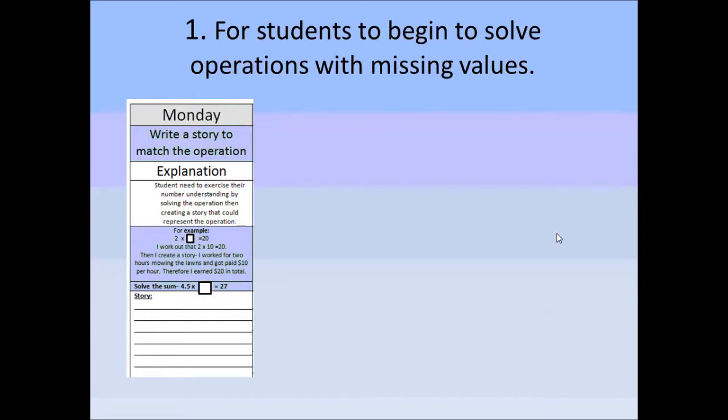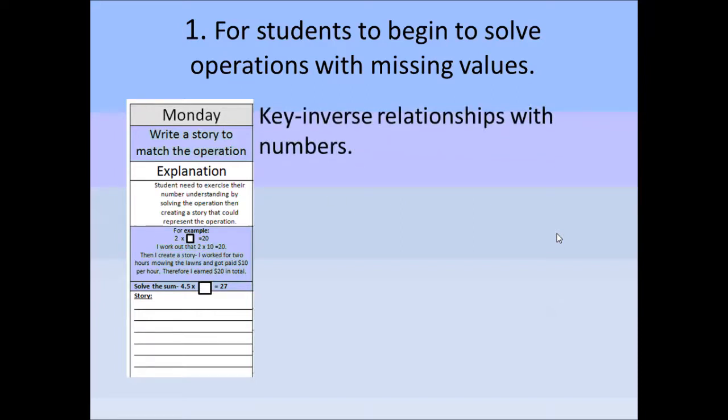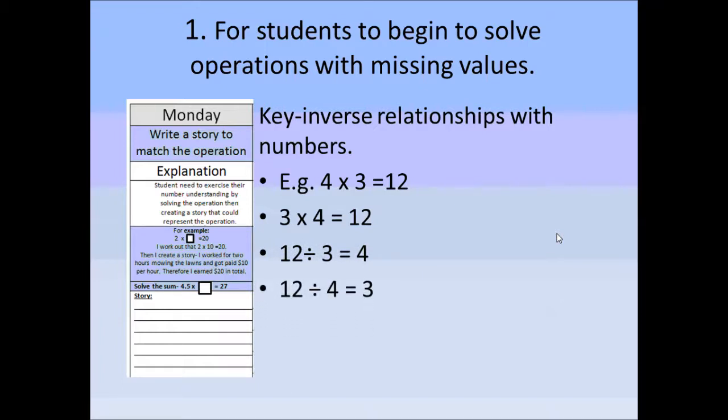We're going to focus first on goal number 1, students beginning to solve operations with missing values, which is always very tricky. Key to this understanding is the inverse relationship with numbers. Let me show you what I mean. For example, 4 multiplied by 3 equals 12. 3 multiplied by 4 equals 12 as well. And then I can flip it around and I can say 12 divided by 3 equals 4. And I can also say 12 divided by 4 equals 3. This is the inverse relationship between these three numbers, and it is very, very important students understand this.